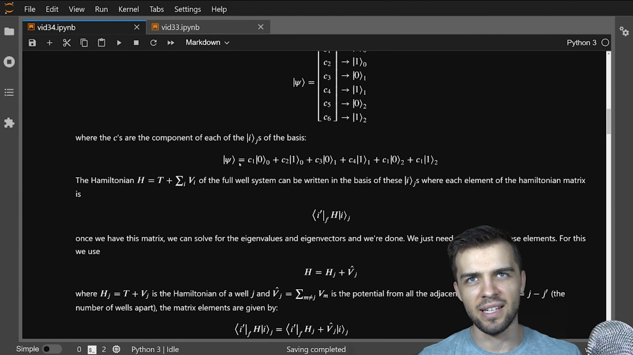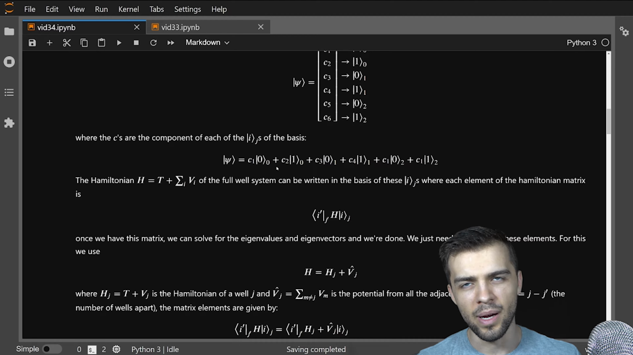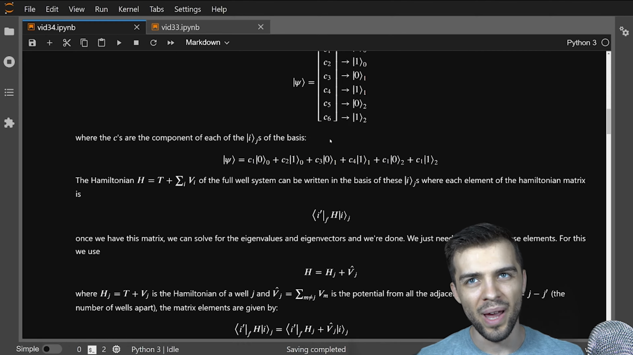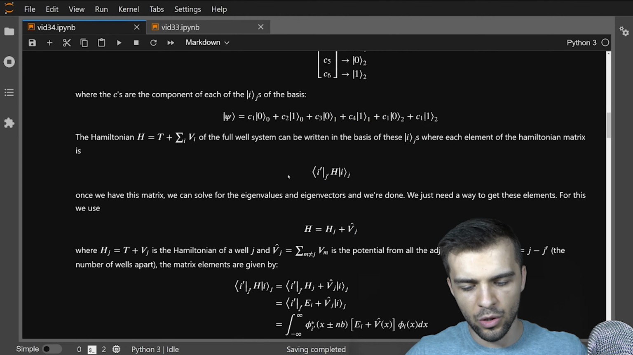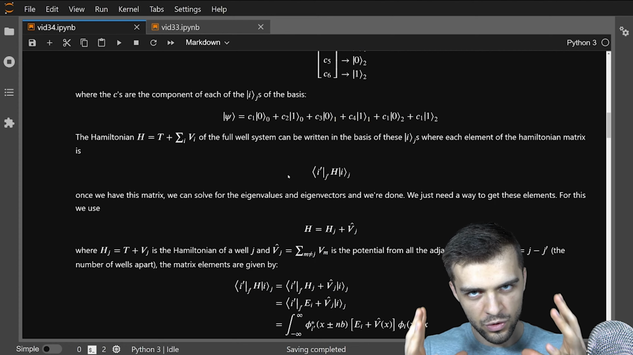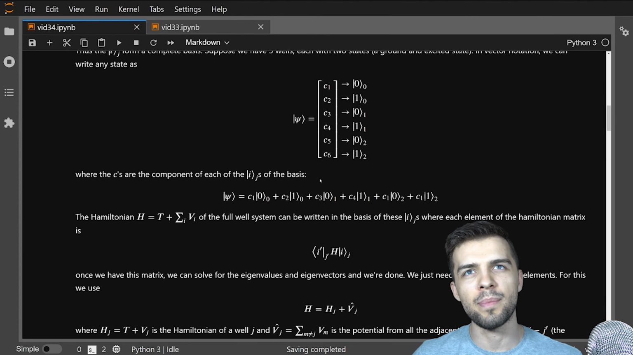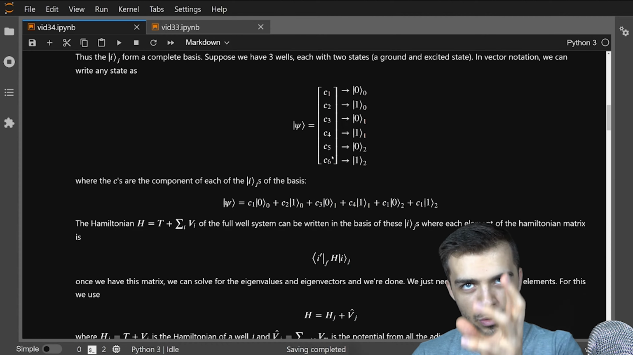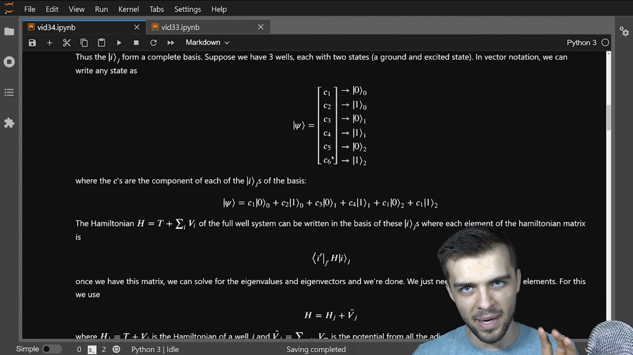And so we can write, like I said, any vector looks like this. It's C1 times 0, 0. This is the ground state of the middle well, the excited state of the middle well, then the ground state of, maybe this is the left well, the excited state of the left well, the ground state of the right well, and the excited state of the right well. So any wave function can be expressed like this. Now the question is, what's the Hamiltonian of the full system? Because our state is represented as 6 things here, our Hamiltonian in this particular example with 3 wells, 2 states, is going to be a 6 by 6 matrix.